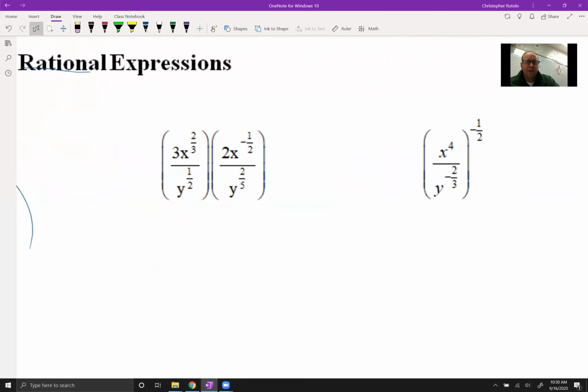All right, next one over. We want to try and, if we could clean up vertically, we would, but we can't, so we won't. All right, so we got 3 times 2, that's 6. That's going to be in my numerator. Let's figure out what happens next.